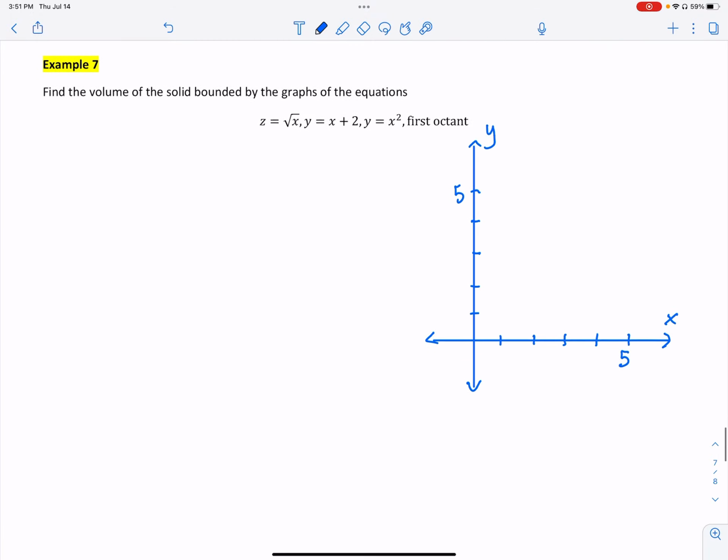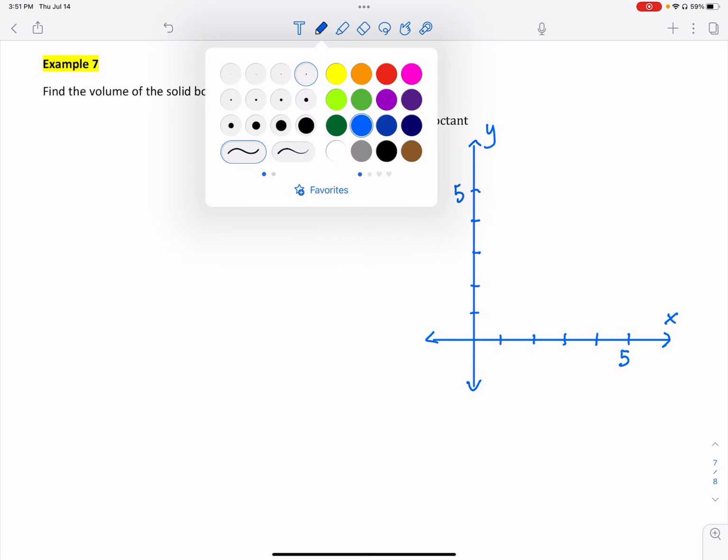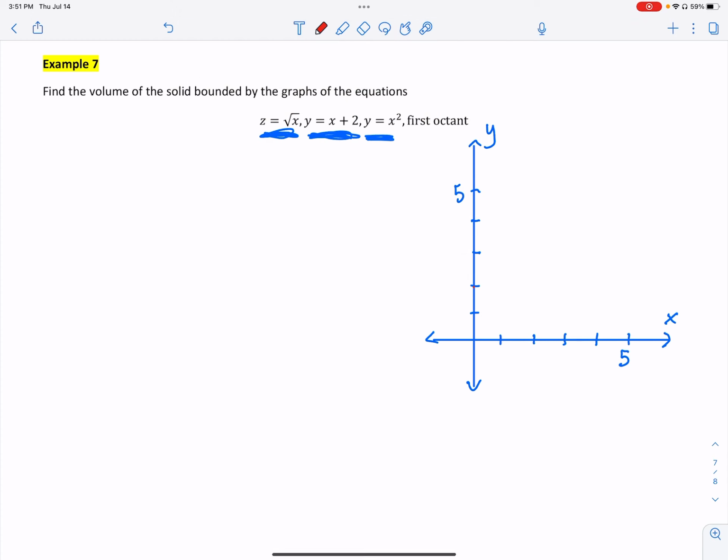Problem 7. It says find the volume of a solid bound by the graphs of the equations. Okay, I have z. That's my surface. Then I have a relationship between x and y. That's a line, and then a parabola. So there's my x, y. Let's graph those. So x plus 2 has an intercept of 2, slope of 1. It's good enough for me, so we'll connect those. So we have that line.